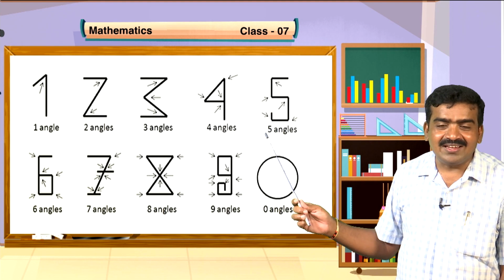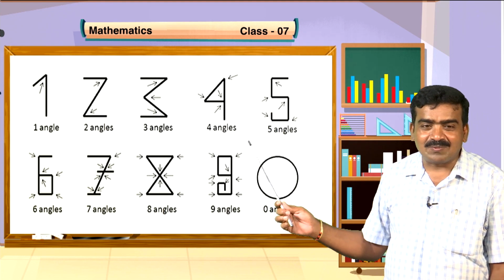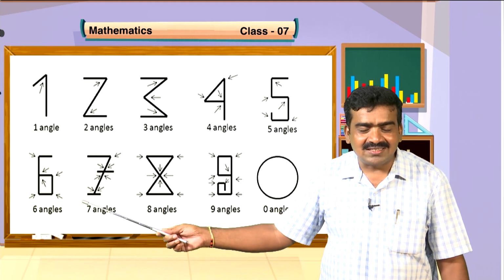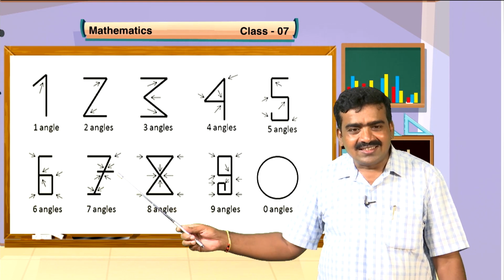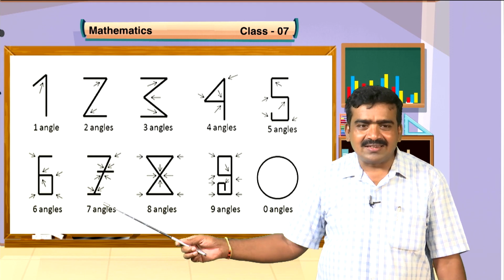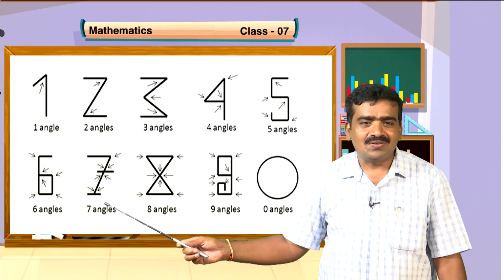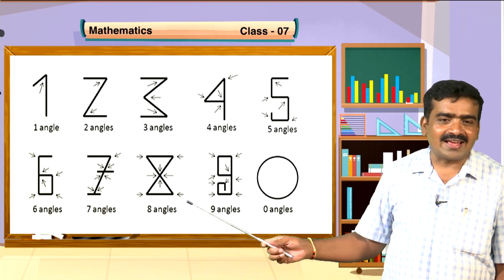In case of 5, there are 5 different angles formed. And in case of number 6, there are 6 corners. Therefore, there are 6 angles. In number 7, there are 7 corners. Therefore, there are 7 angles here.